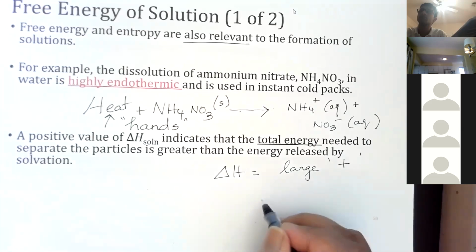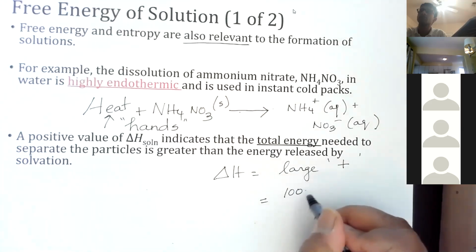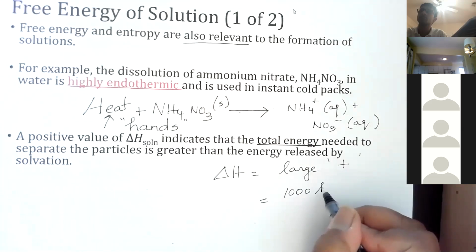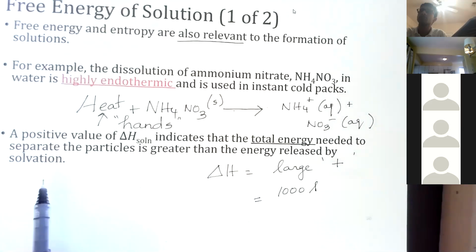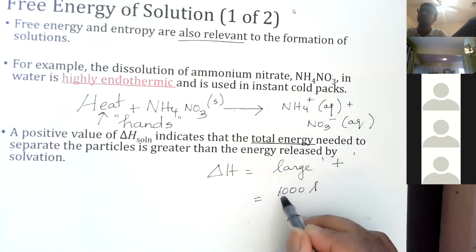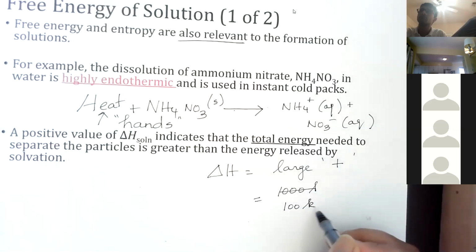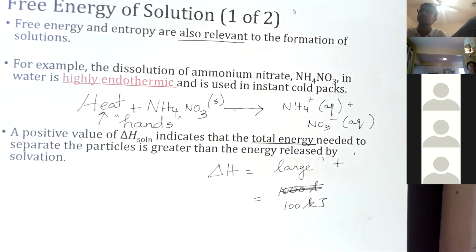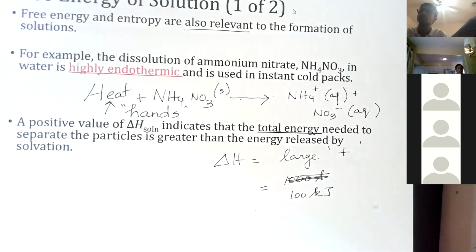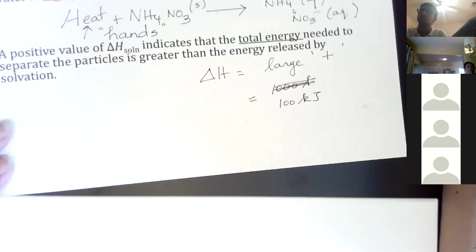So delta H is large. I'm going to give it a number. I like to give numbers. 100 kilojoules. Okay. I'm just making up numbers. So they're saying this is very effective and that it requires quite a bit of heat to break it into ions. Everybody with me? Yes. Even those that are sleeping?